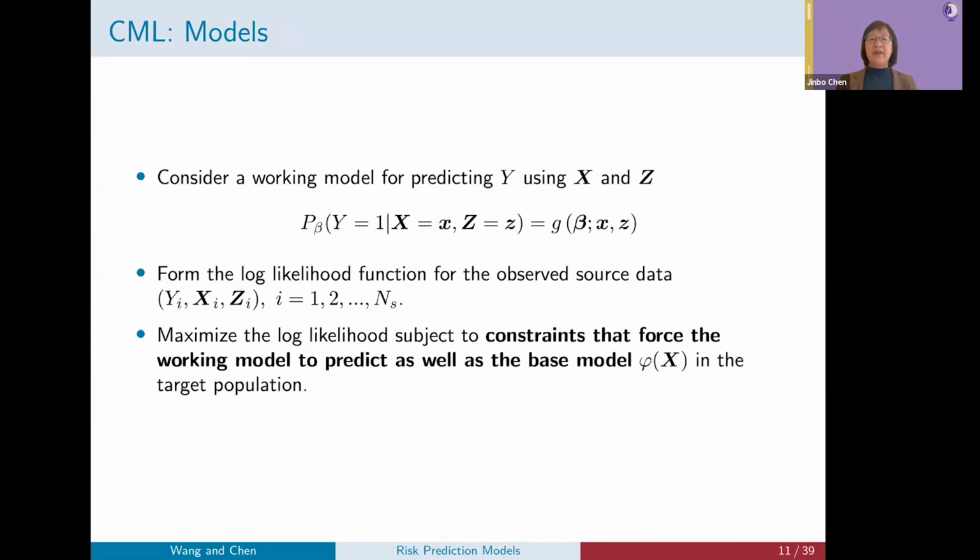So for this constrained maximum likelihood approach, our interest is to fit a working parametric model for this outcome Y given both the standard and the new predictors X and Z, to fit this parametric model G of beta, X, Z. So then the goal is to estimate this regression coefficient for Z. So in the end, we use this model G for the prediction.